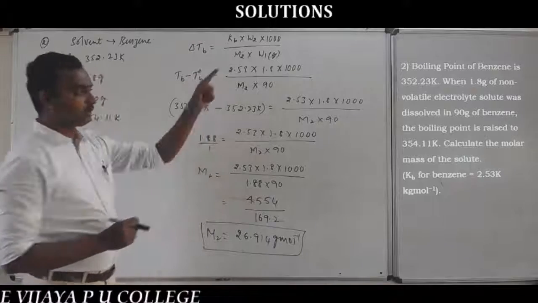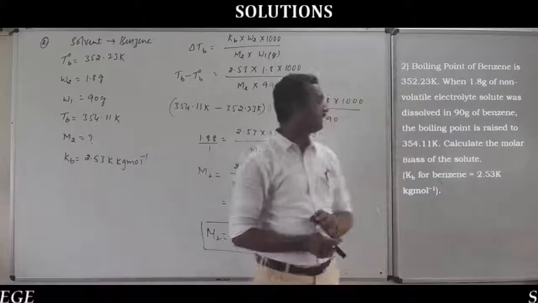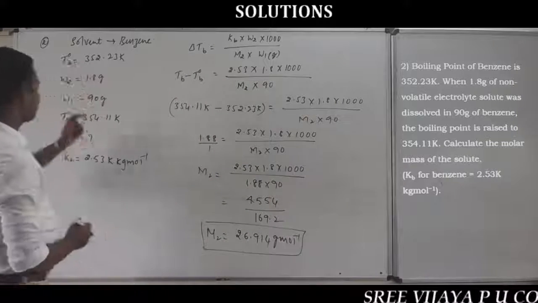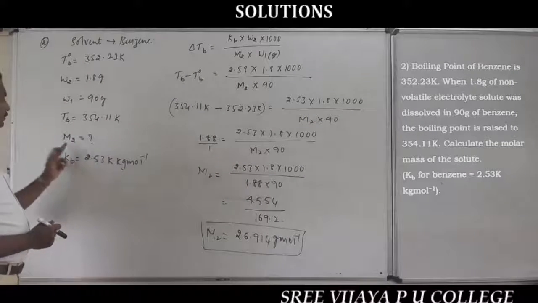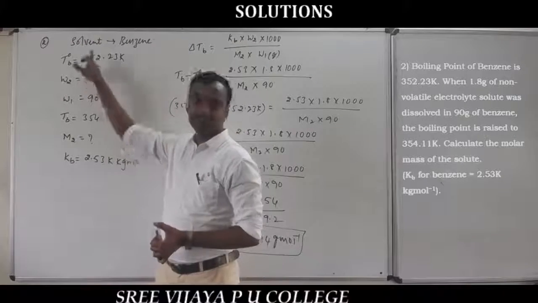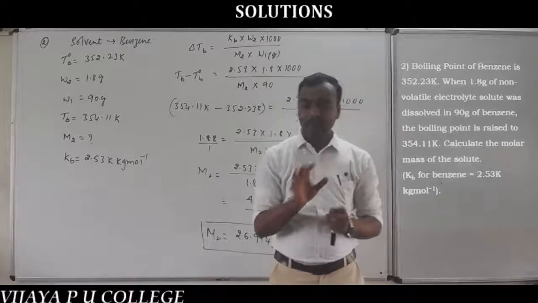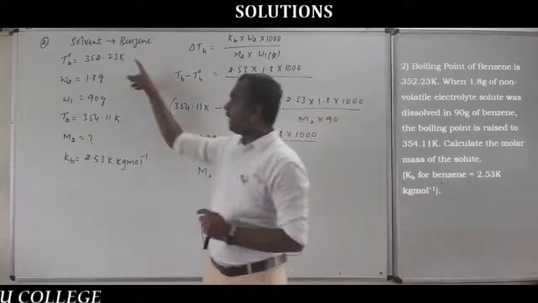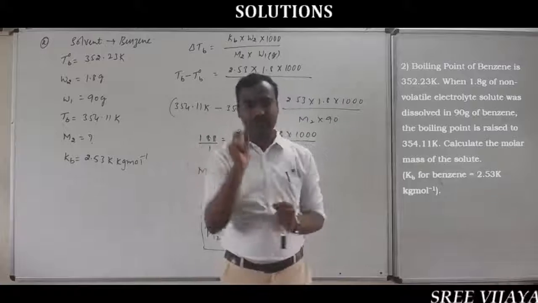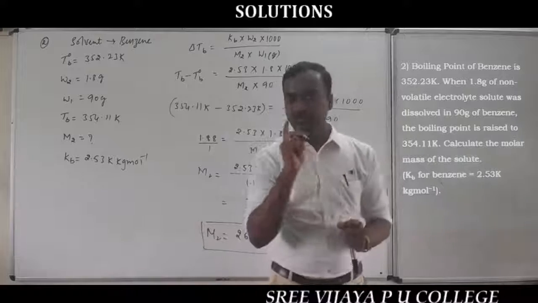So use the direct formula. In the first problem, you have to see who is the solvent. The pure solvent is given, to which solute is added, and that becomes a solution. The solution's boiling point is raised, that is about 354.11 K. Kb is given. In case you cannot identify TB and T0B, the boiling point of solvent or boiling point of solution, and you get confused, it is very simple. Whichever value is higher among the two given Kelvin temperatures, definitely that is the boiling point of solution, because the solution's boiling point is always higher than the solvent's.